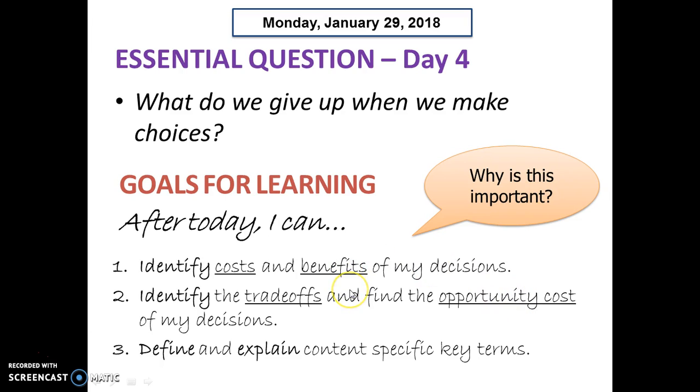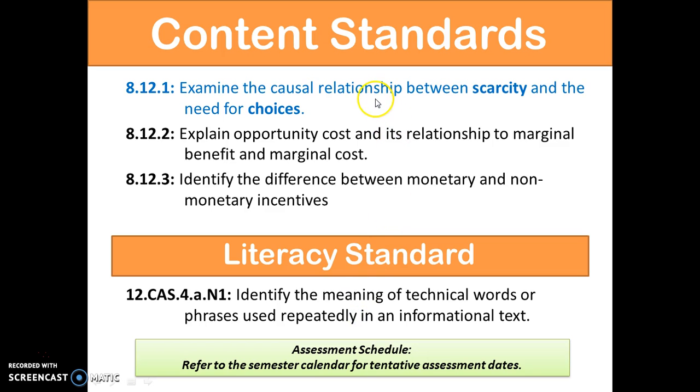These are all key terms that we're going to define and then use and apply in different situations. But first, we will define and explain our key terms with our key terms quiz today. Our standards that we're working with would be this first one with scarcity and choices, as well as the literacy standard with our key terms.